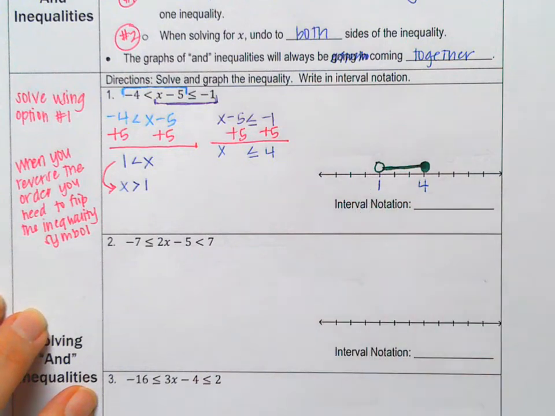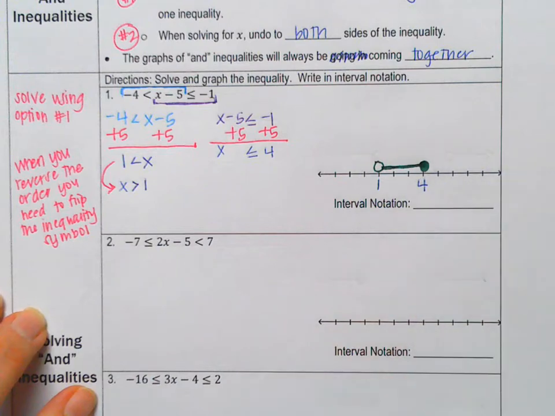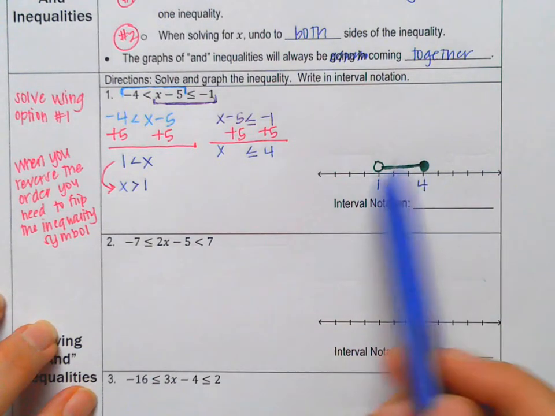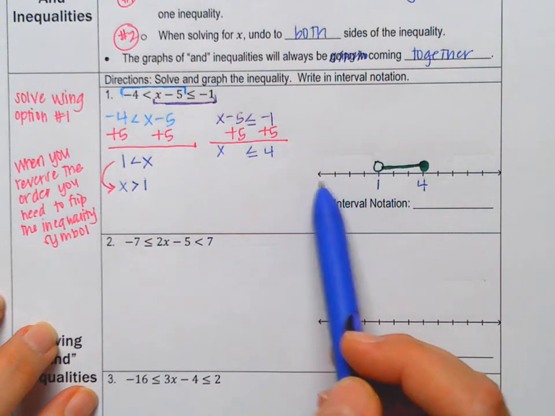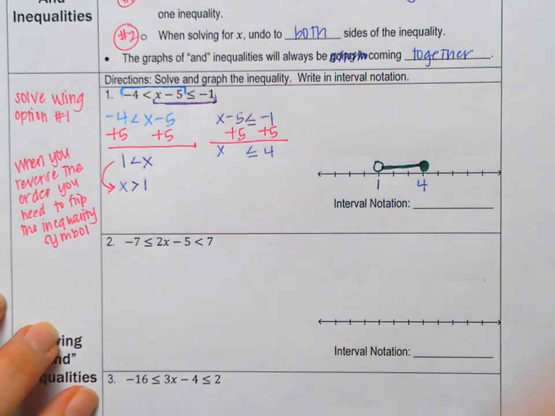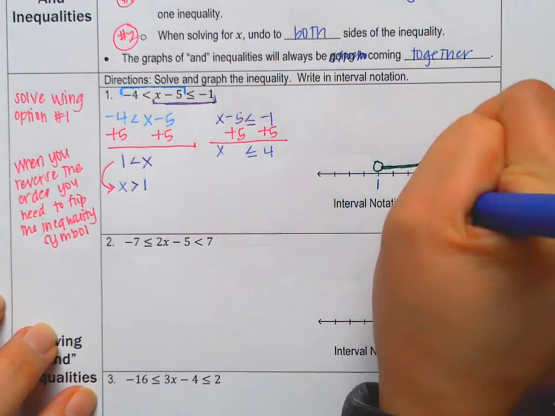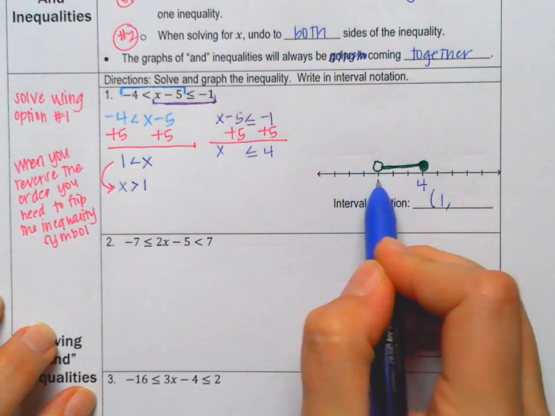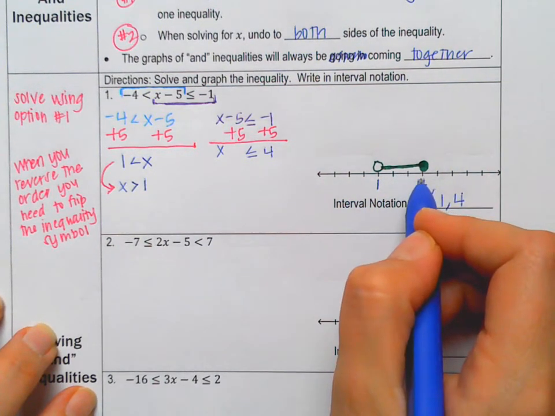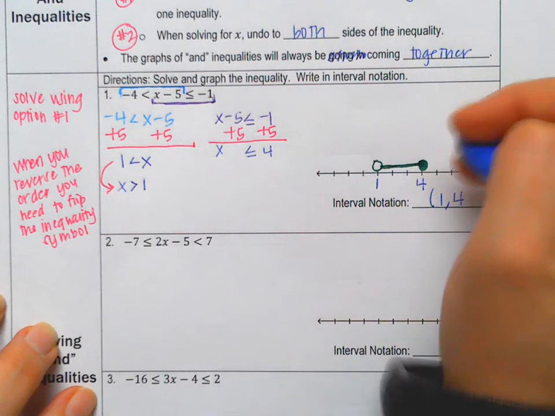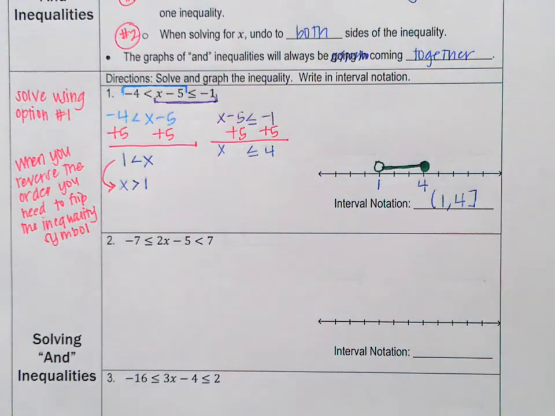So how do we write these? These are actually, to me, easier to write in interval notation than your "or" counterparts. The reason is because you don't have to worry about the union at all. So we look to see, where does it start? It starts at 1. Is it going to be a parentheses or a bracket there? And it's going to be a parentheses at 1. And then it goes on to 4. And is that going to be a parentheses or a bracket? Well, it's going to be a bracket because it's a closed circle. And that's it. That's how we would write it.